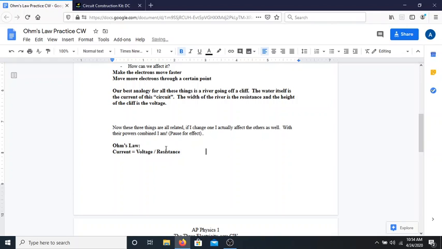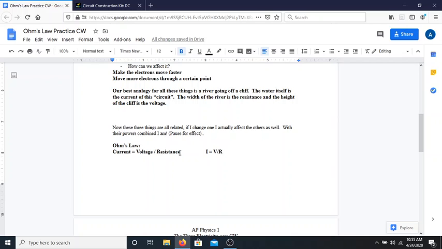Now, in symbolic terms, the symbol for current is an I, equals V, the voltage, divided by R, the resistance. What this says is that the amount of electricity that's flowing in a circuit is dependent on how much I push the electrons, the voltage, and it's dependent on how much resistance is in the way of the electrons.